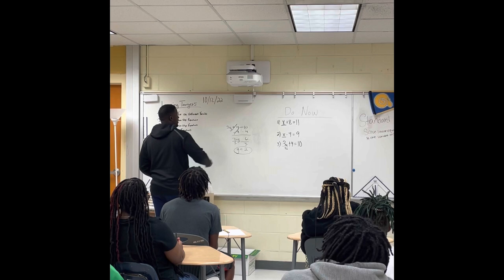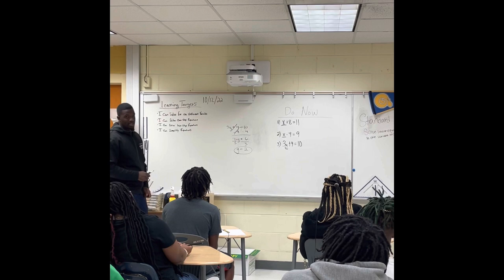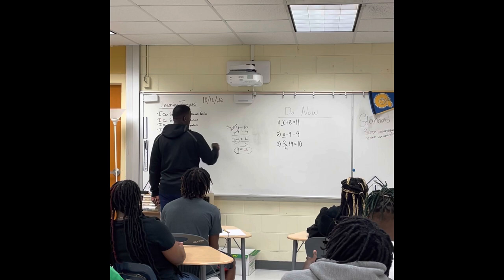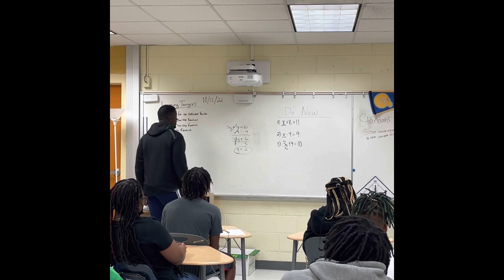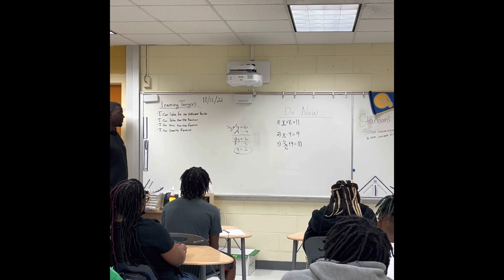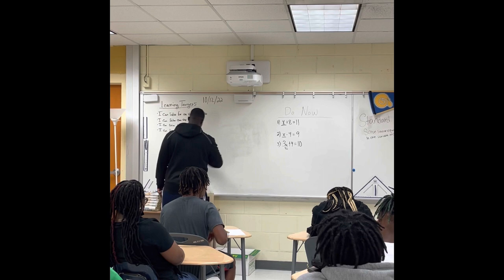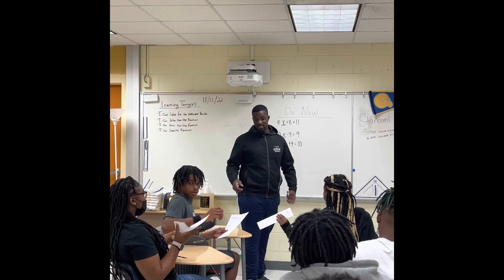3y equals 6. All right, the next step of that reverse order of operations is division, because the inverse operation of multiplication is division. So you divide by 3 on both sides to get y by itself. 3 divided by 3, that cancels out. y equals 6 divided by 3. 3 goes into 6 two times. Thank you, Ms. Porter. All right, can everybody pass their do now sheets to the front? Make sure you got your name on it, make sure you got your problem down.